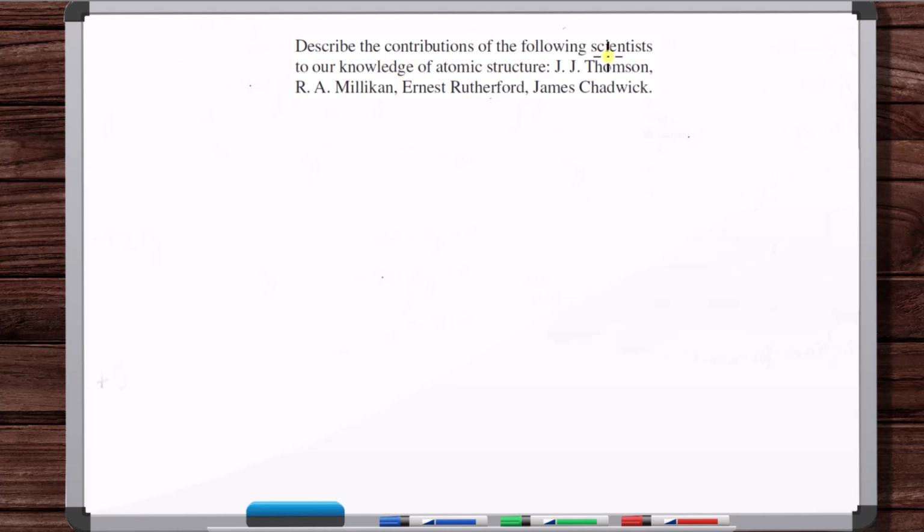Describe the contributions of the following scientists to our knowledge of atomic structure. J.J. Thomson discovered the charge to mass ratio of the electron. Millikan did the Millikan oil drop experiment. He discovered the charge of the electron. And so since you had the charge to mass ratio and the charge, you could determine the mass of the electron. Ernest Rutherford discovered the nucleus, and James Chadwick discovered the neutron.